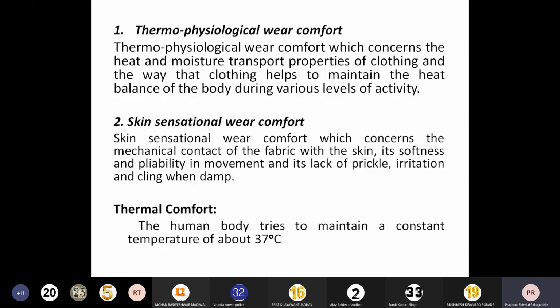Okay. So just now we have also discussed wear comfort. So there are two aspects of wear comfort, that is now clear to us. Just now we saw that one was thermo-psychological wear comfort and another is the skin sensational wear comfort.